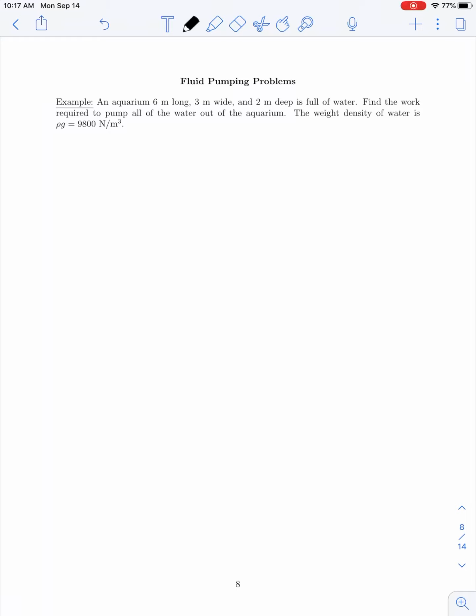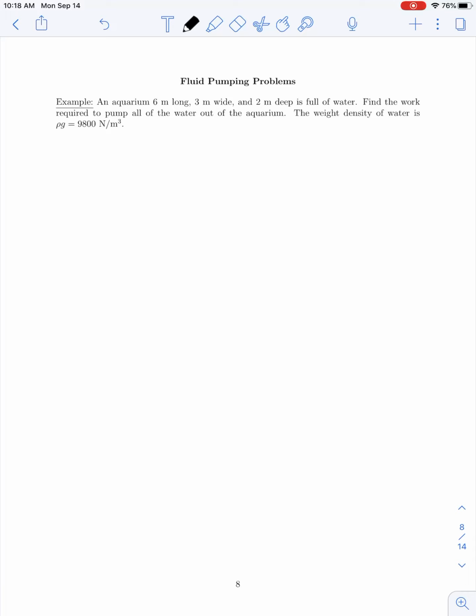Okay, in this lecture, we're going to continue with our section 2.5 material on physical applications of the integral. And in this lecture, we're going to be focused on what I call fluid pumping problems. The question of interest is: if we have some tank that's filled with liquid, how much work would it take to pump that liquid out of the tank, or perhaps to a level above the tank through some pipe?